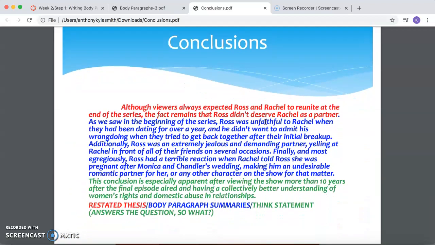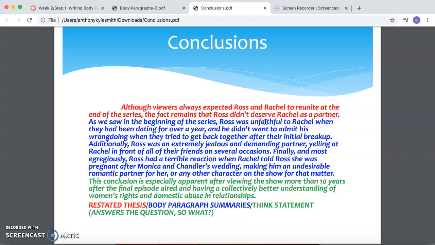And finally, you can pause this if you want, or look at the PowerPoint on Canvas. Here's an example of a conclusion. And this essay was written by someone who had very firm feelings about the sitcom Friends from the 90s and how the character Ross didn't deserve the character Rachel. So we've got our restated thesis there in red, our body paragraph summaries in blue, and then we offer a think statement that answers the question, so what? What does this mean? Why did you waste my time writing this?